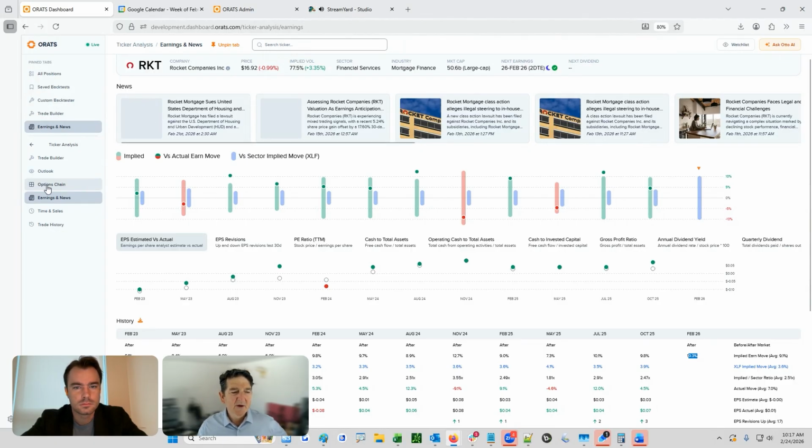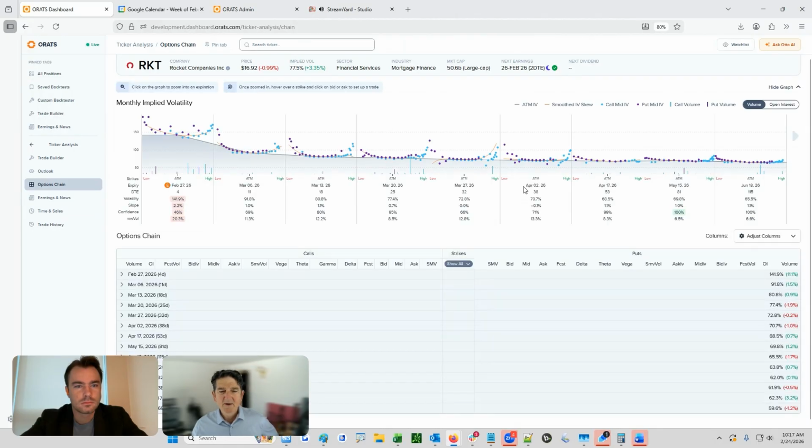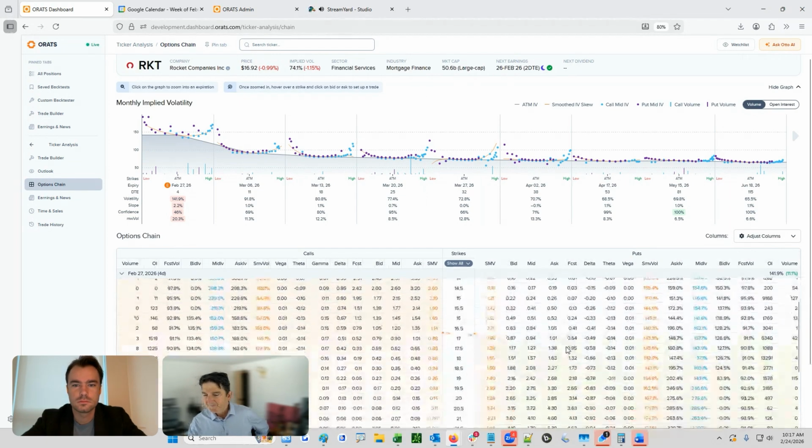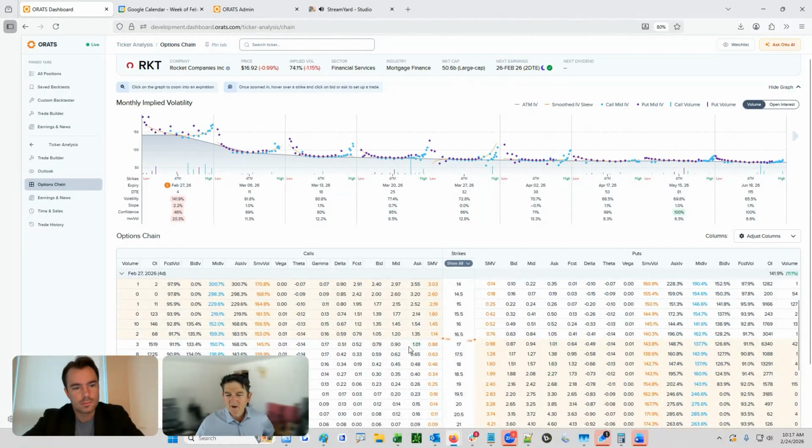So you could look at the chain and see how this looks. It's coming out the day before, right? So what are you going to do? How much is it going to move? 10% in a $17 stock is $1.70, and the straddle is right around there, right?